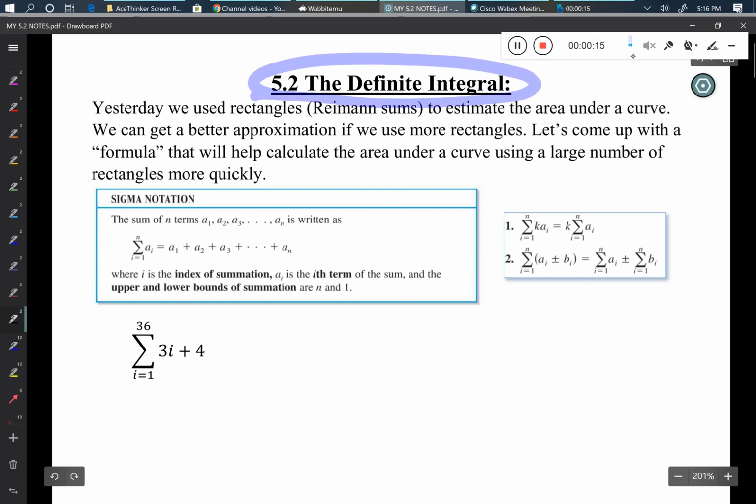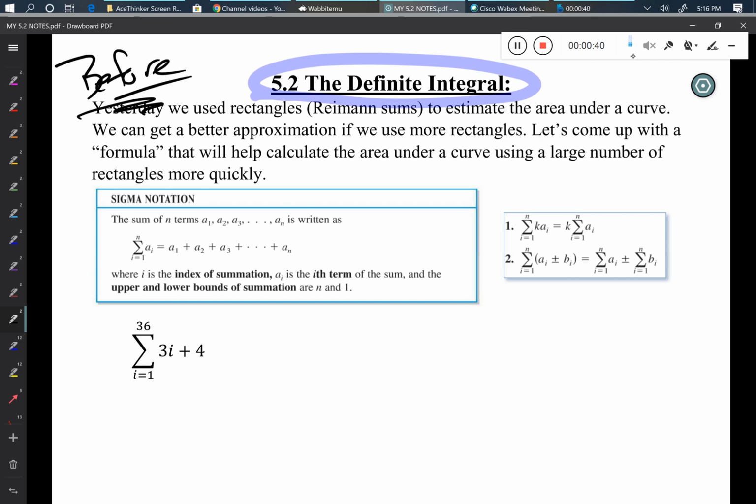So let's cross out this word, and not yesterday because we don't have class every day, but before. Before, in section 5.1, we use rectangles, that is Riemann summations, to estimate the area under a curve. And we saw that it made sense to us that if we used more rectangles, we would get a better approximation. And that if we use infinitely many rectangles, we would get the best approximation.